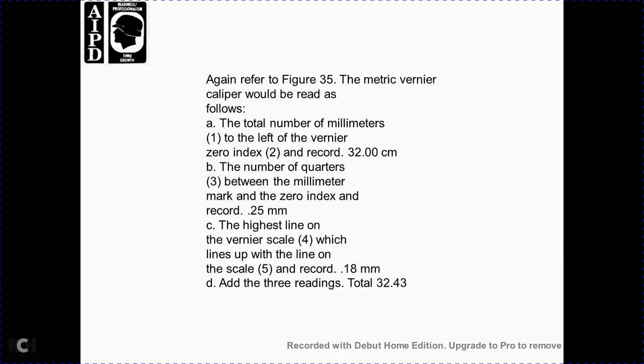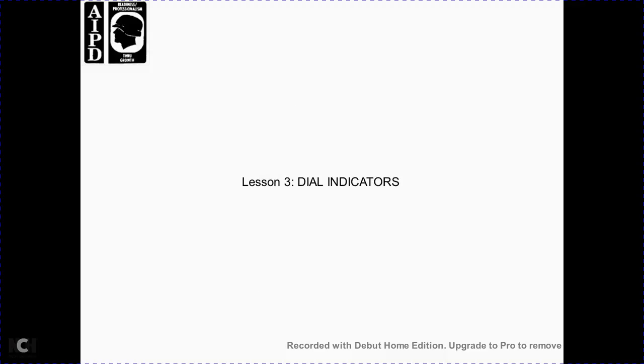Again, in Figure 35, the metric vernier caliper reading is built up from several parts. The 0 index of the vernier is at 32 millimeters. The number of quarters between the millimeters marked by the 0 index is 3, recorded as 25 hundredths of a millimeter. The highest line on the vernier scale, the 4, lines up with a line on the scale, recorded as 18 hundredths of a millimeter. Adding the 3 readings gives a total of 32.433. Lesson 3, dial indicators.